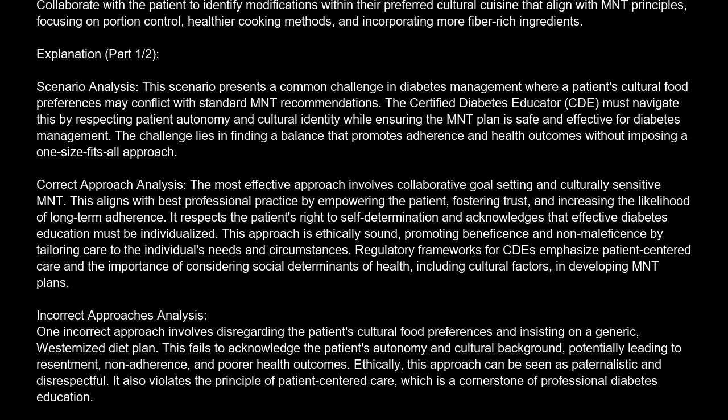Incorrect approaches analysis. One incorrect approach involves disregarding the patient's cultural food preferences and insisting on a generic, westernized diet plan. This fails to acknowledge the patient's autonomy and cultural background, potentially leading to resentment, non-adherence, and poorer health outcomes. Ethically, this approach can be seen as paternalistic and disrespectful. It also violates the principle of patient-centered care, which is a cornerstone of professional diabetes education.